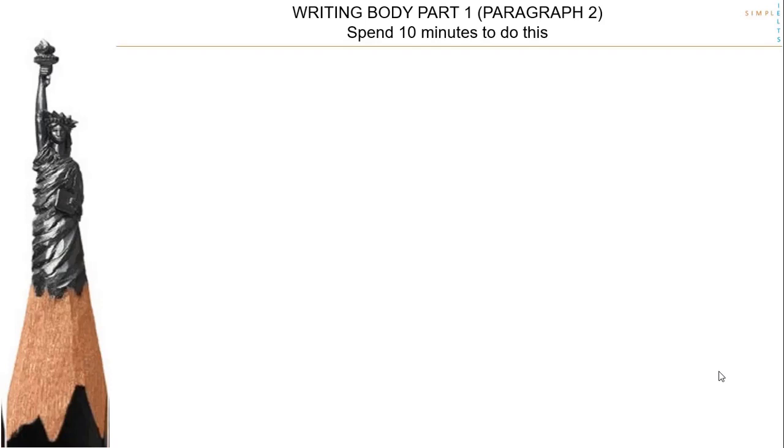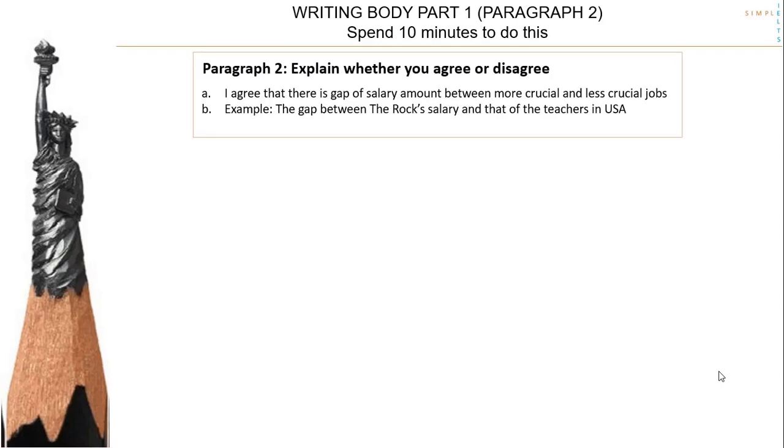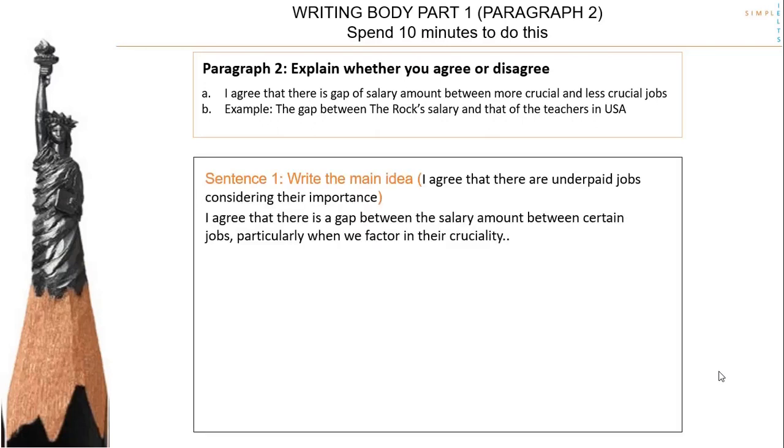I suggest you spend 10 minutes to do this. So, the second paragraph, this is where you explain whether you agree or disagree. In the planning part, we already discussed that I agree that there's a gap of salary amount between more crucial jobs and less crucial jobs. For example, the gap between the raw salary and that of the teachers in USA.